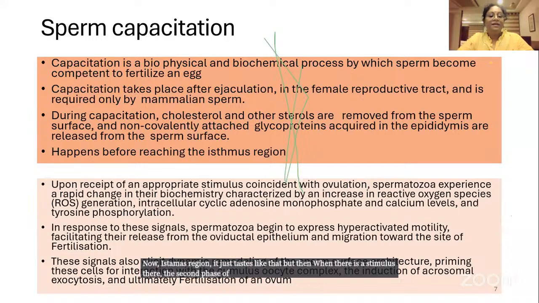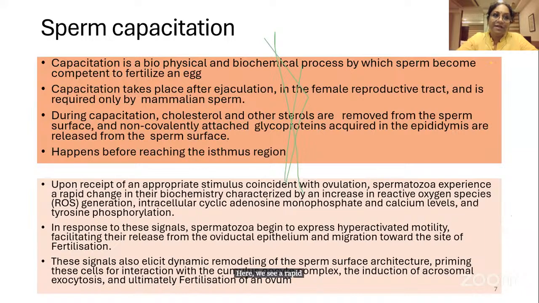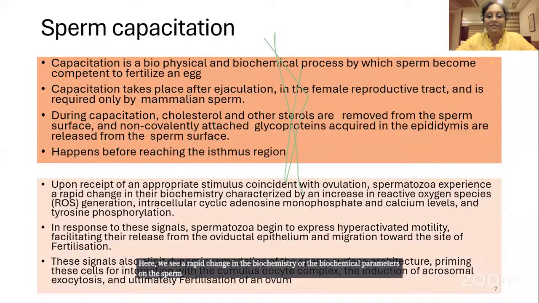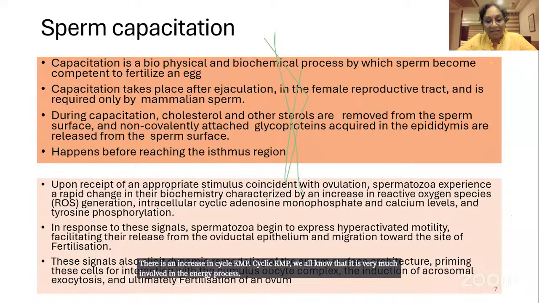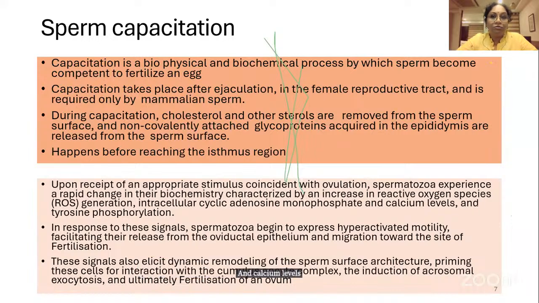capacitation happens. Here, we see a rapid change in the biochemical parameters of the sperm, where there is an increase in reactive oxygen species generation. There is an increase in cyclic AMP. Cyclic AMP, we all know, is very much involved in the energy process. Calcium levels are changed, and there is also a change in tyrosine phosphorylation. Now, in response to these signals, sperm begins to express hyperactivated motility.